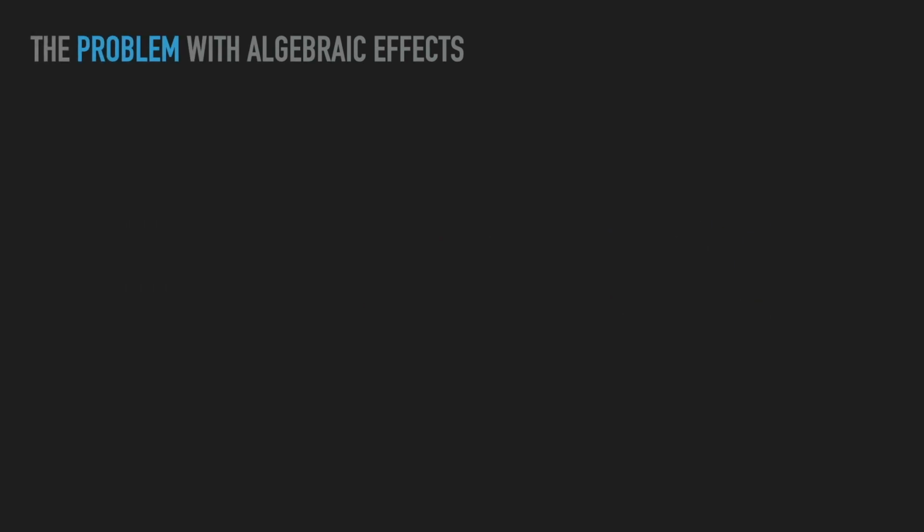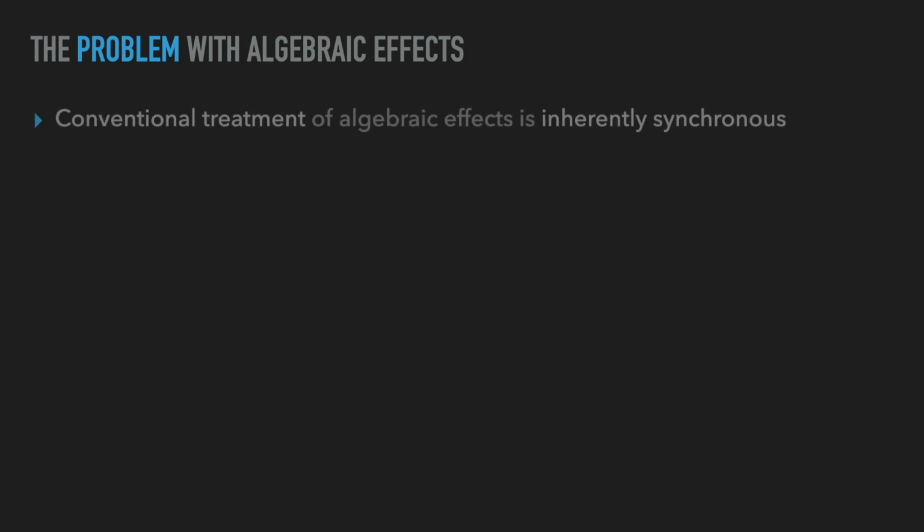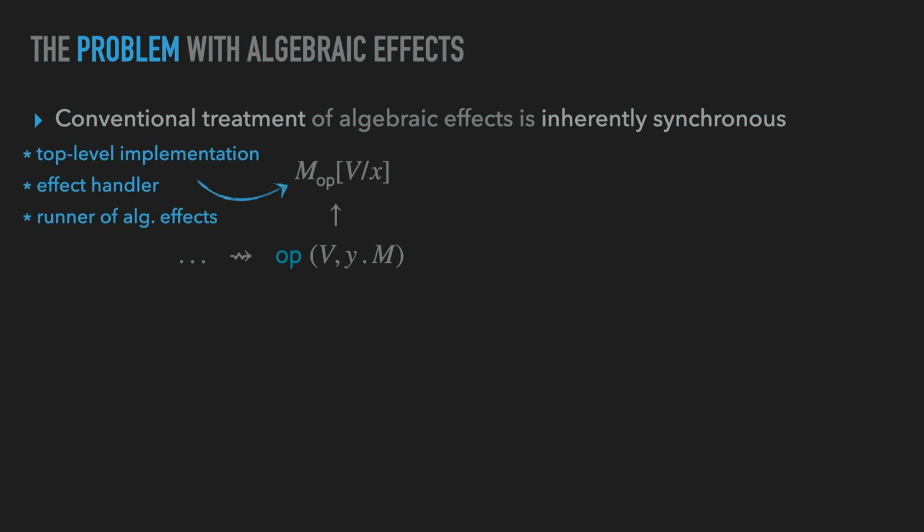Namely, in programming, we often strive for asynchrony, so as to have better responsiveness and better resource usage. However, despite all its successes, the conventional treatment of algebraic effects is unfortunately inherently synchronous. And by this I mean that when we are executing our program and we reach an operation call, then some implementation of this operation will get executed, but at the same time, the rest of the original computation is blocked, and it gets unblocked only when the operation implementation returns a value.